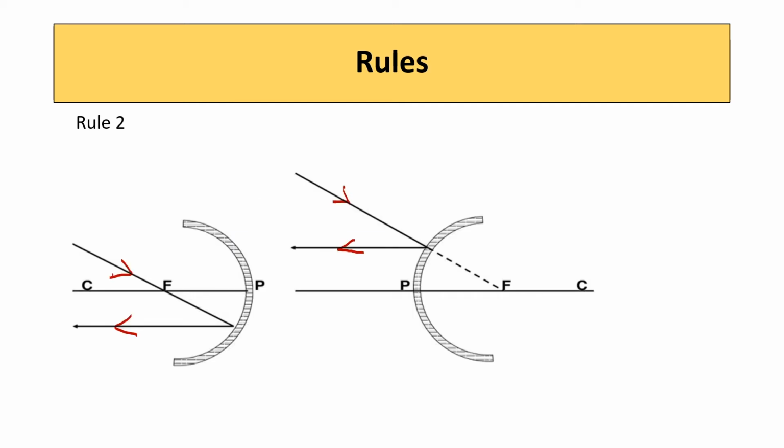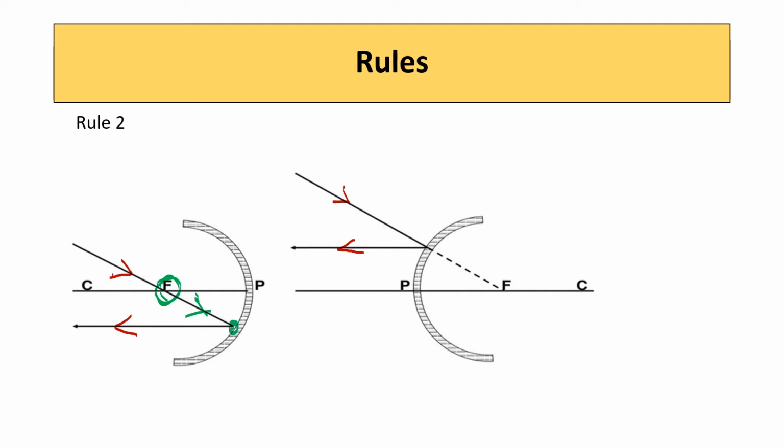What is the second rule? Second rule states that if the incident ray passes through the focus, the reflected ray must be parallel to the principal axis. For the concave mirror, this is the incident ray and this is the reflected ray. The incident ray passes through the focus. This is the focus. This is the incident ray. And it strikes at this point.